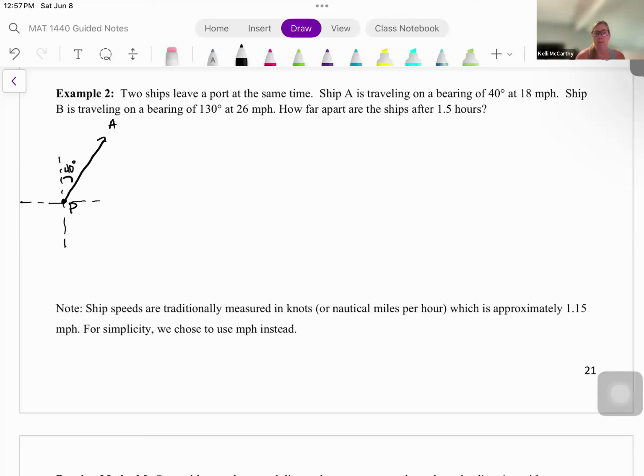Ship B is traveling on a bearing of 130 degrees at 26 miles per hour. Again, starting from due north and going 130 degrees, we're going to be somewhere down here. This is the direction that ship B is traveling, where this angle is 130 degrees. What we're trying to figure out is how far apart the ships are.